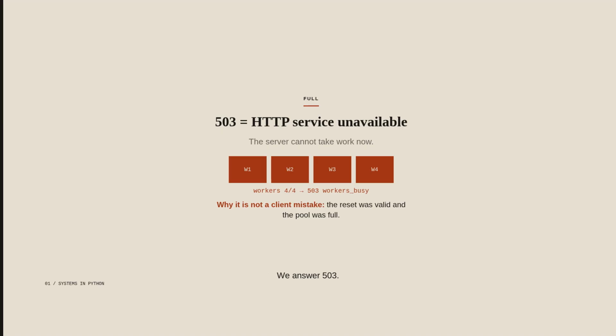We answer 503. The reason is workers busy. 503 means the server cannot take the work right now. It does not mean the client was wrong. The client sent a valid reset, and the pool was full.